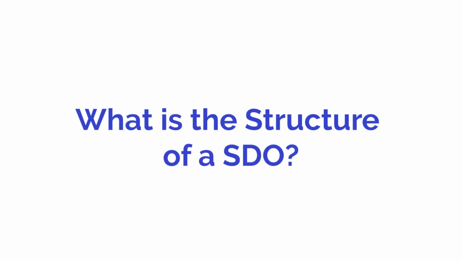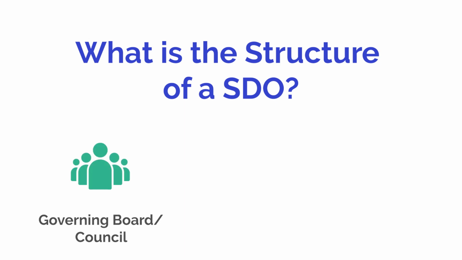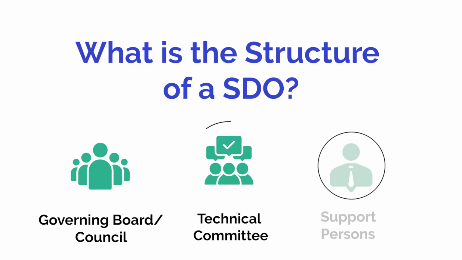What is the structure of a standards development organization? SDOs typically have a governing board or council that sets overall strategy, ensures compliance with standards development processes, and provides strategic direction. Then there are technical committees or working groups composed of experts who develop standards in their area of expertise. They conduct research, draft standards, and work to achieve consensus among stakeholders. Lastly, there are support persons who handle administrative tasks, manage communications, and ensure the organization's operations run smoothly.